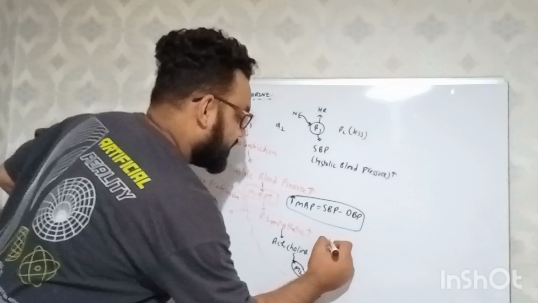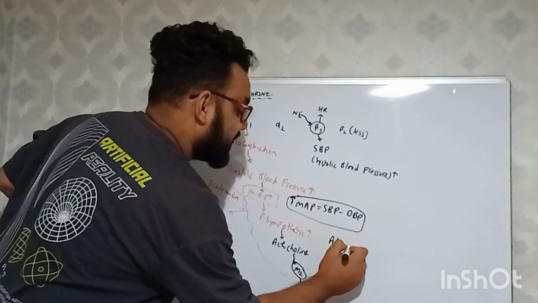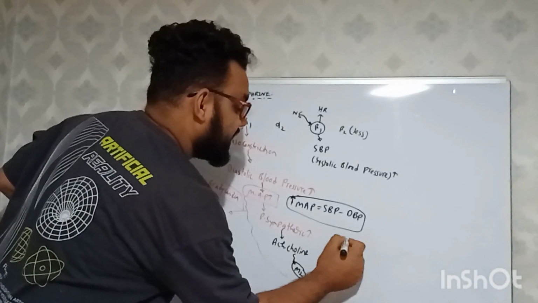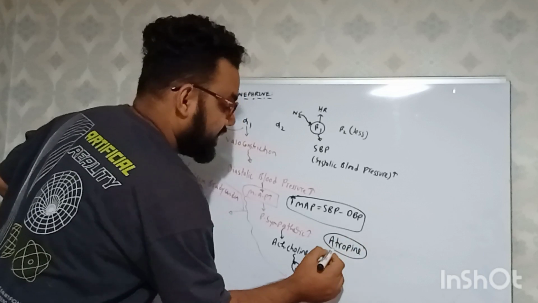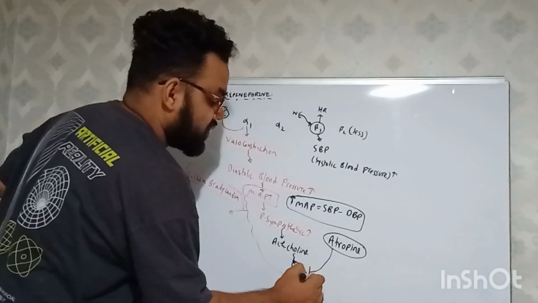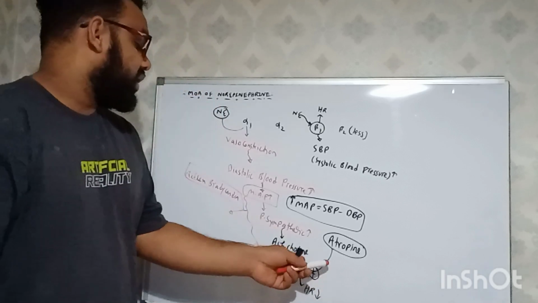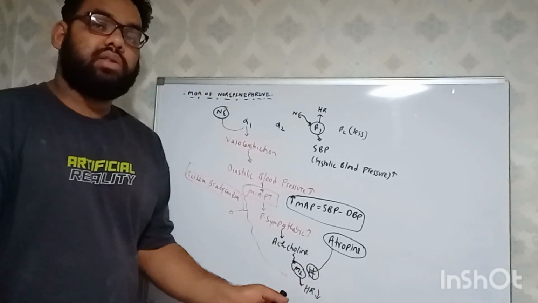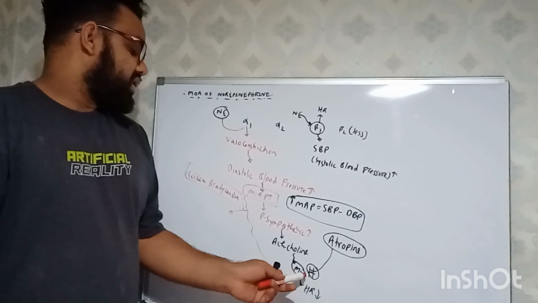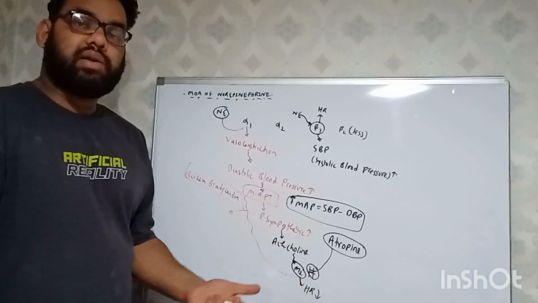Now there is a drug that is known as atropine. If we use atropine, this atropine has inhibitory functions on the M2. So whenever we are using atropine, this atropine can block the M2 receptor that is present on the heart. And what was the function of the M2? To decrease the heart rate, right?